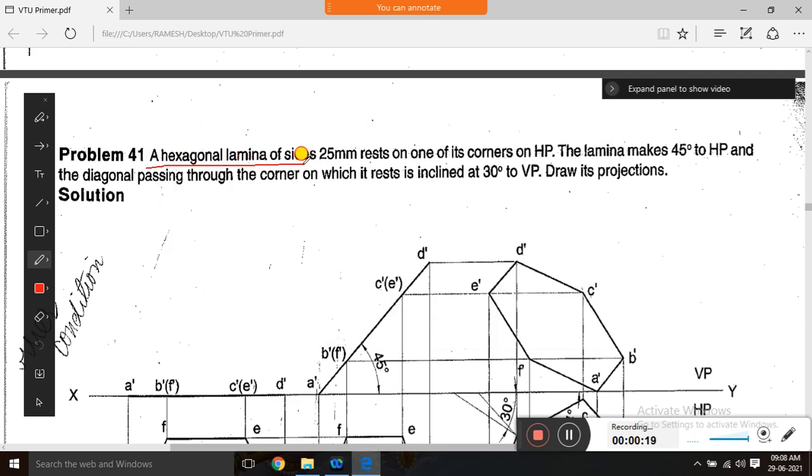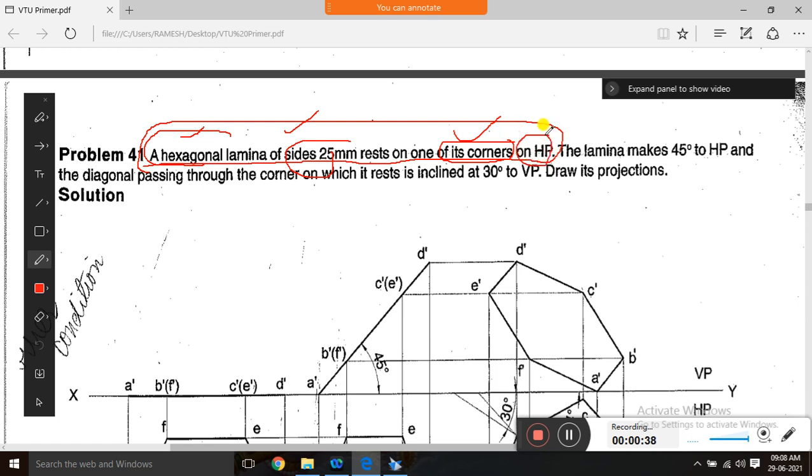The hexagonal lamina of side 25 mm rests on one of its corners on HP. In this statement they have clearly given a hexagonal lamina of 25 mm side. Next, one of its corners, so corner condition, and resting on HP. So you have to start with the first position. Always you have to start with the top view. Then corner condition, clear? So corner condition, top view, hexagonal lamina. That is the first position detail.